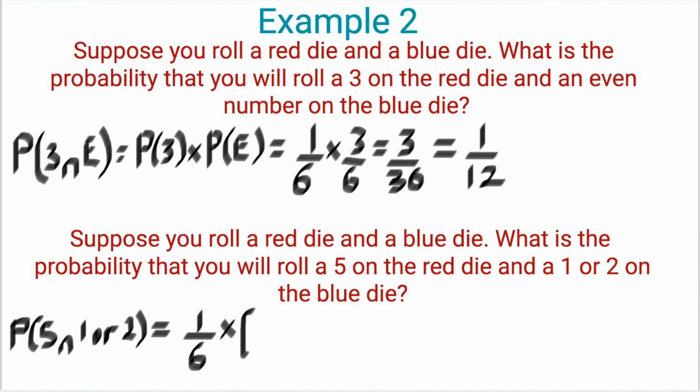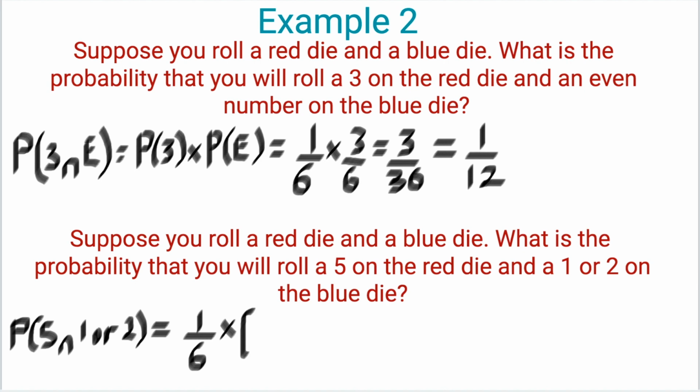Now, the probability of 1 or 2, we need to think about, are they mutually exclusive? So if you're going to get a 1, you cannot get a 2. So those two events are mutually exclusive. They do not overlap. They don't have a common outcome. You're either going to get a 1 or you're going to get a 2.